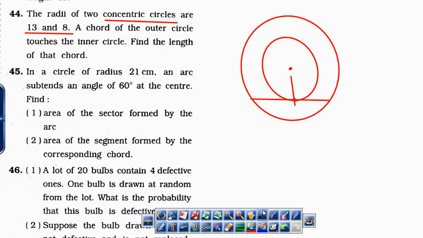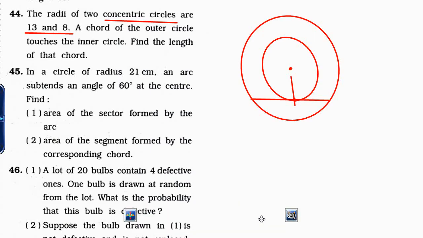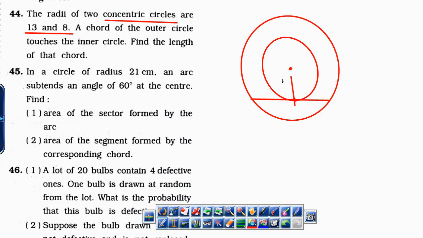This is the big radius. Small radius is 8. Big radius is 13. This is 90 degree and this is x. This is also x. You have to do pytha of 13 and 8 and find out this x.